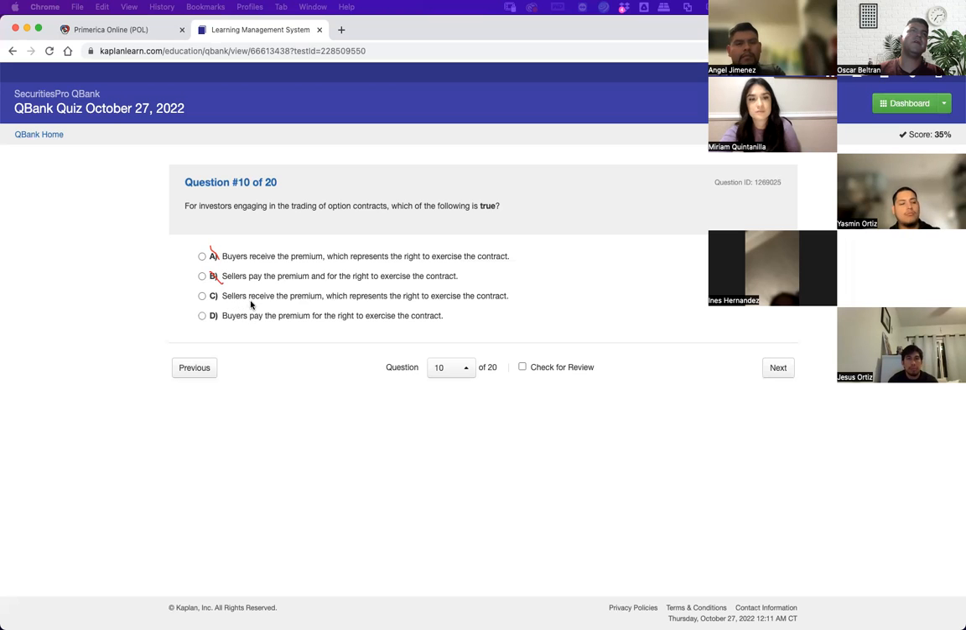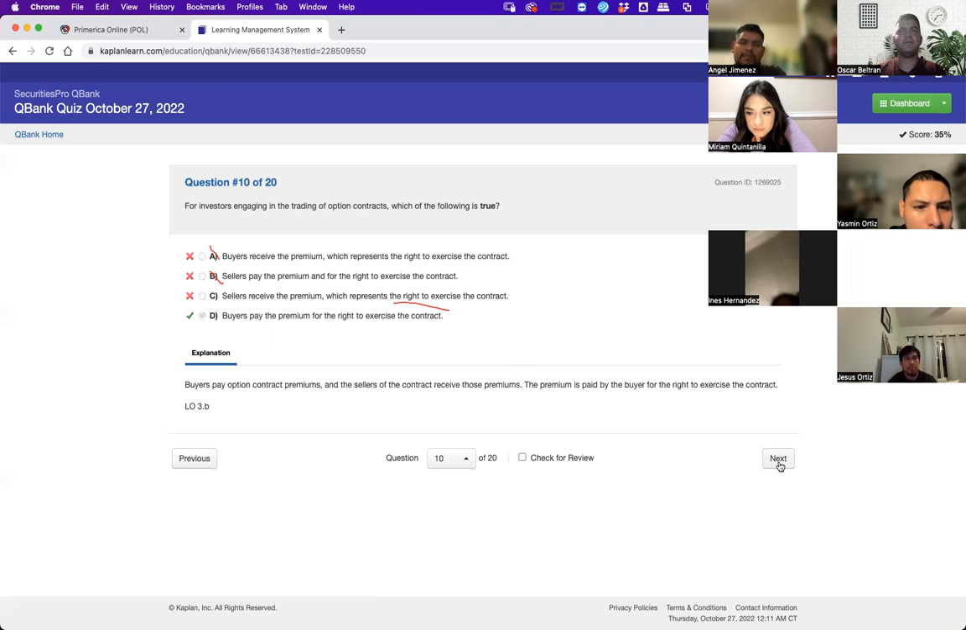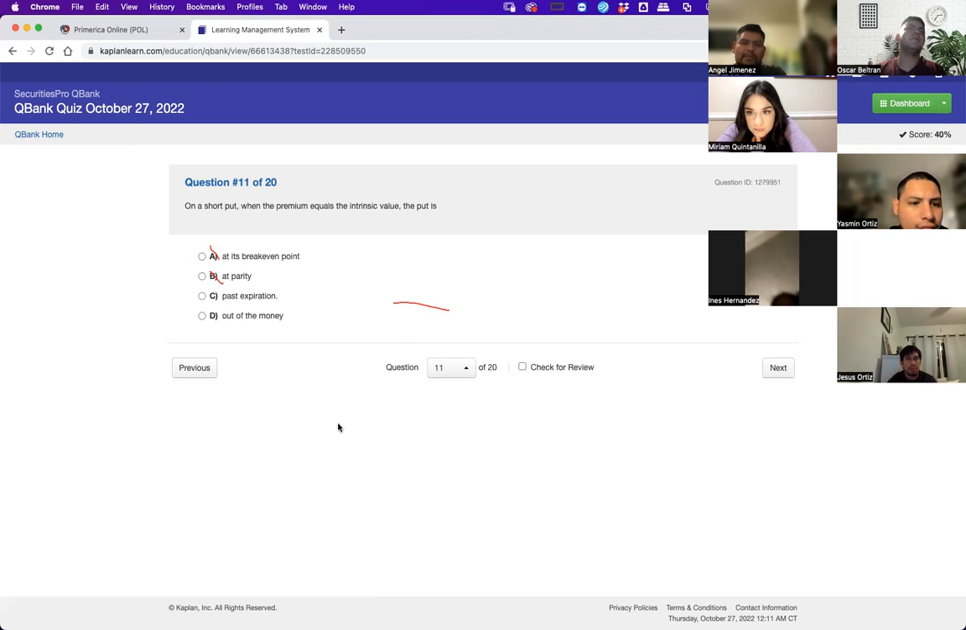And C, sellers receive the premium, which represents the right to exercise a contract. That one kind of sounds right, but I'm not sure about the last part. And then D, buyers pay the premium for the right to exercise a contract. That's correct. So you think it's either C or D? What do you think it is? D. D? All right.